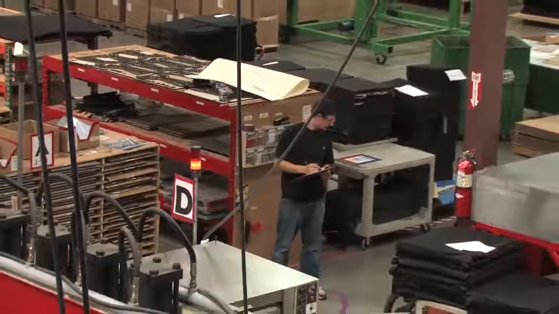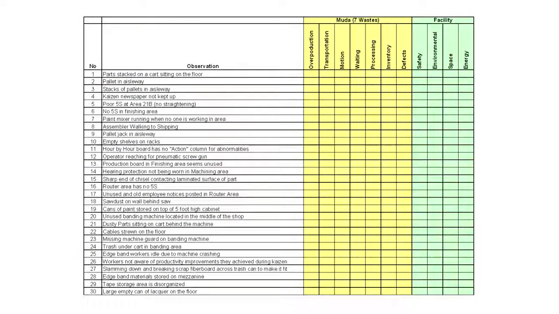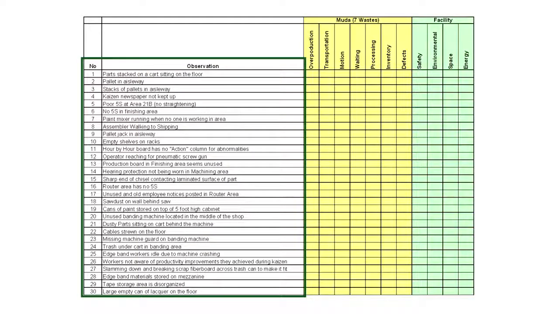Okay, well, the third step is to write down at least 30 small problems or types of waste that you observe. Now, this could be anything from watching an operator straining to reach his tools to computer cables strung out all over the floor, creating a trip hazard. Again, at this point, you want to really describe what you see.